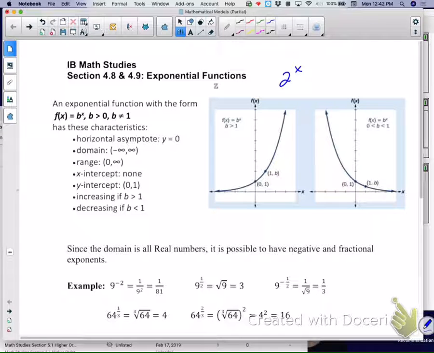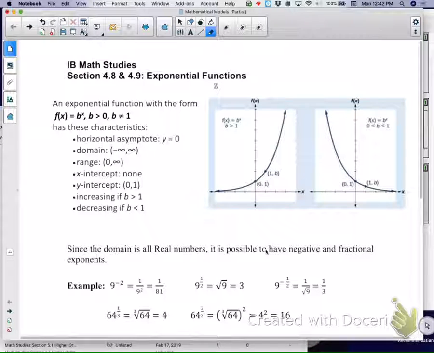There is no x-intercept since we get super close to the x-axis, but we don't touch it. But there is a y-intercept at 0, 1. If your b value is greater than 1, like 2 to the x, that's going to give you an increasing function, which is the one on the left. If your b value is something like 1/2, it's less than 1, that's going to give you the graph on the right, which is a decreasing graph.